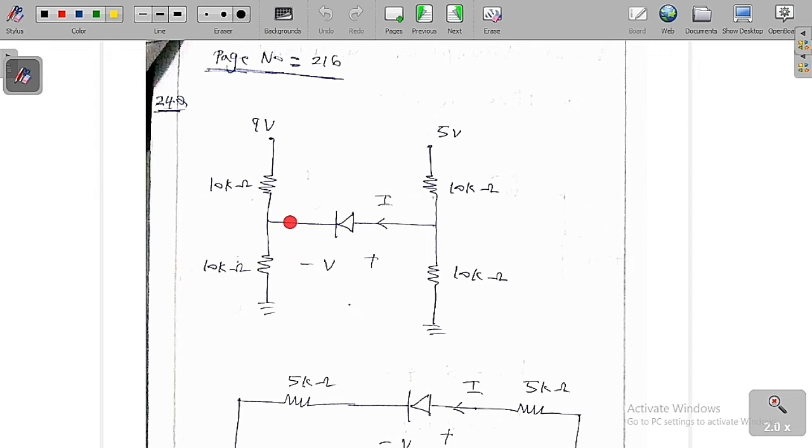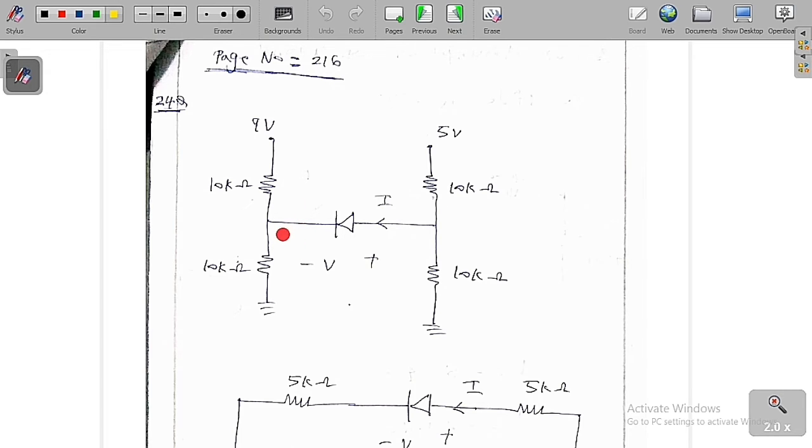So I want to make the circuit as simple as possible with the help of Thevenin voltage. If I cut and remove this section, the Thevenin voltage is nothing but, since these two are identical resistances, the open circuit voltage will be 9 into 10 kilo ohm by 10 kilo ohm plus 10 kilo ohm, which is 5 volt. So the voltage across this is 5 volt.